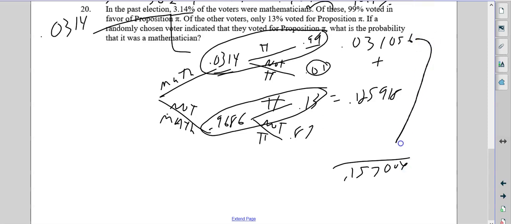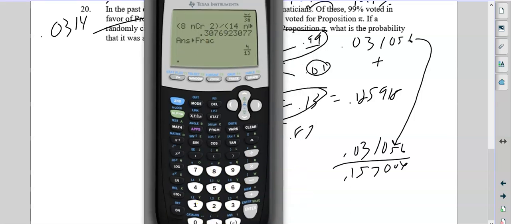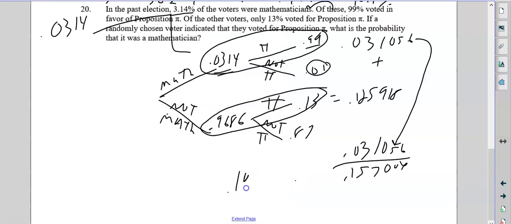And then we're going to say, what about the mathematicians? 0.031056. And so if we take our calculator and do 0.031056 divided by 0.157. If you rounded this, no big deal. Now we get about 19.7%. And again, we hit math, fraction. And this is one of those ones that will not convert to the fraction. I'm just showing you that. So we end up with 0.1978, about 19.78%. So close to a 20% chance that someone voting for pi was a mathematician.